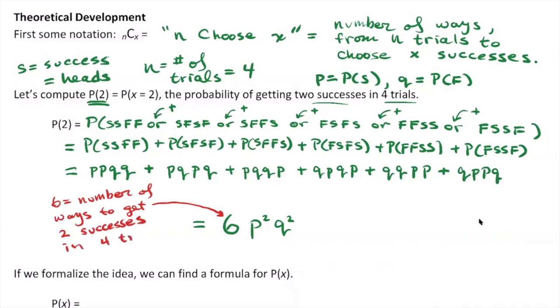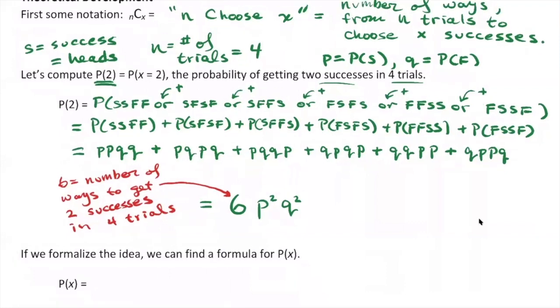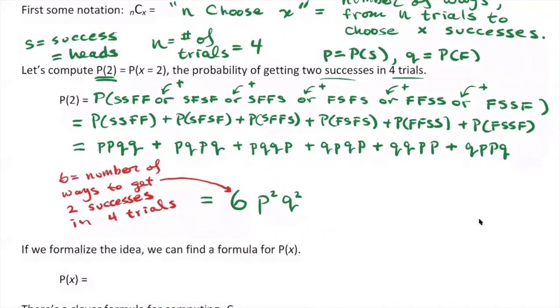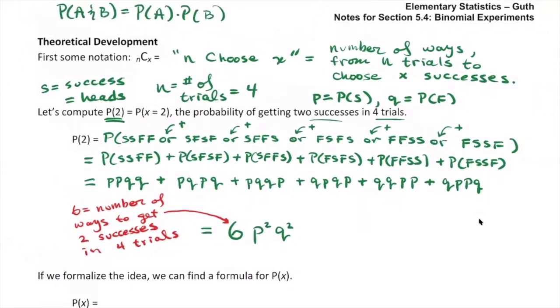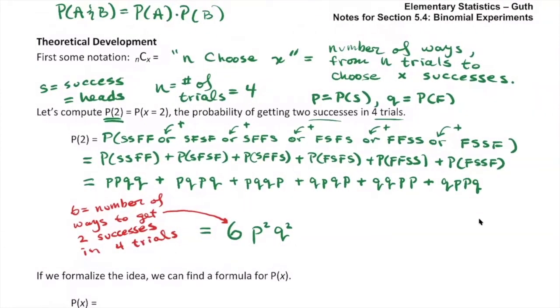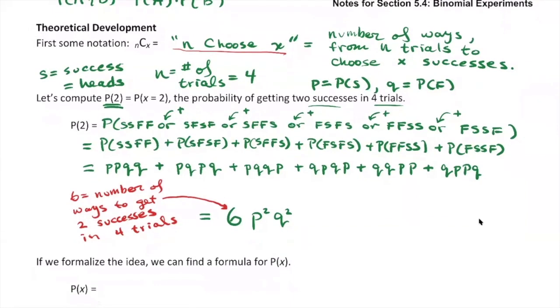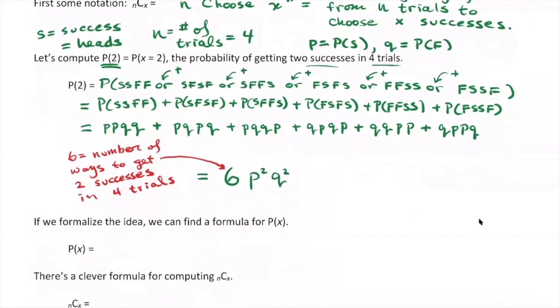Okay, we listed all the ways. There were 6 different ways to do it. Okay, and if you go back up, the ways to get 2 successes in 4 trials, look at this n choose x definition. That's the number of ways from n trials to get x successes, n choose x. Well, we've got 4 trials and 2 successes, so this should be 4 choose 2. So the 6 is 4 choose 2.